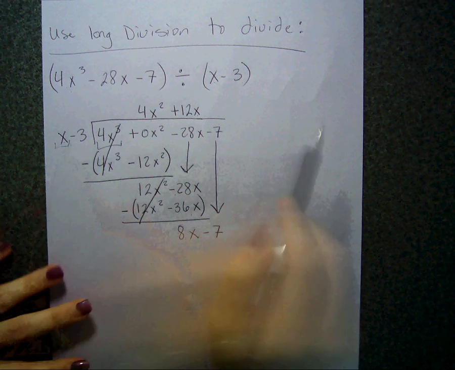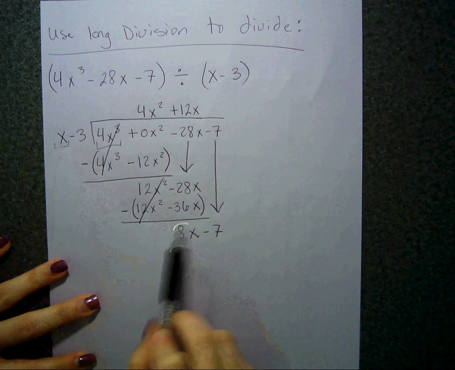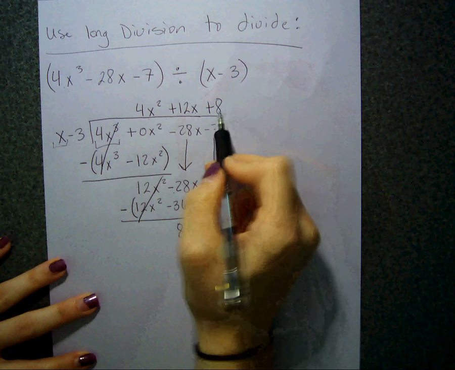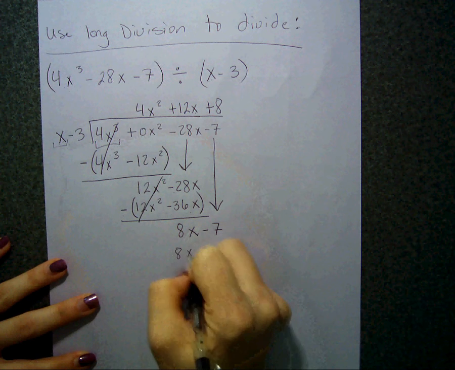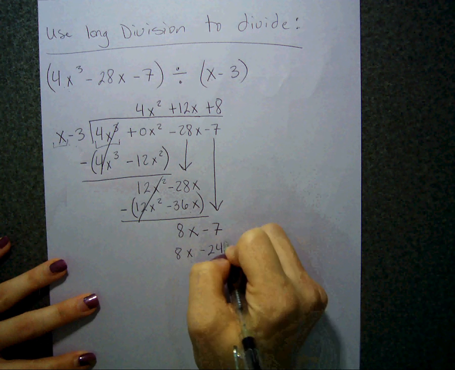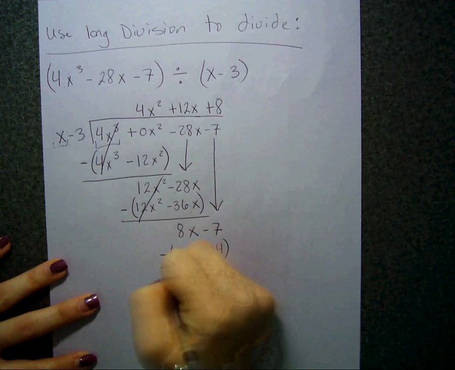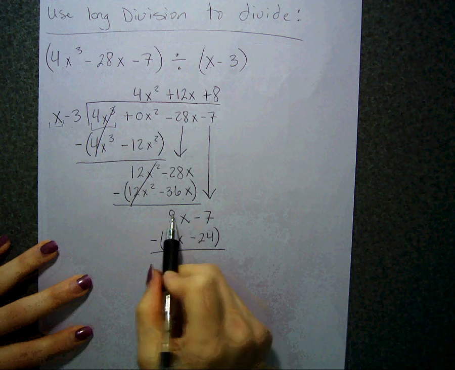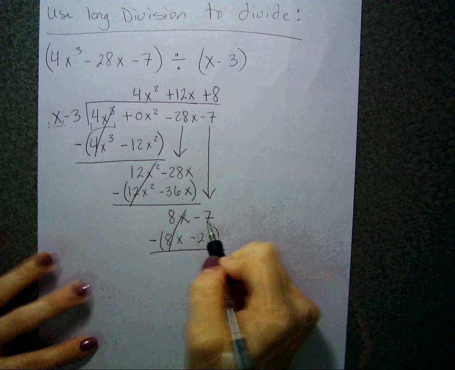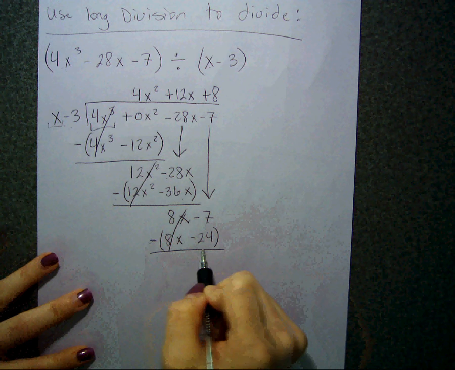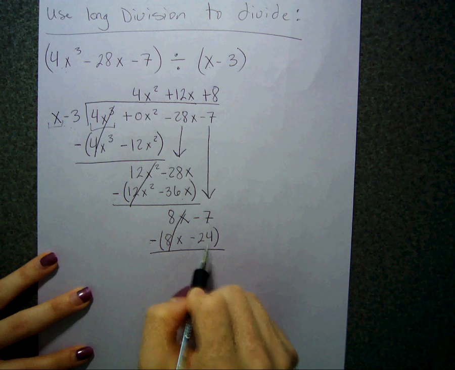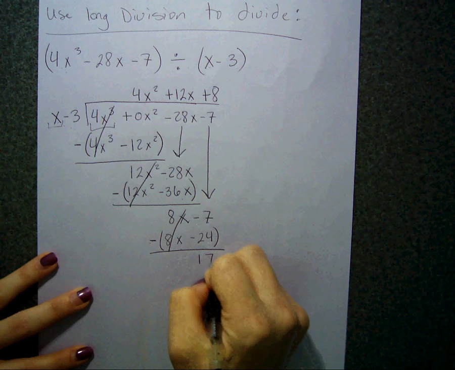So last thing, what do I multiply x by that gives me 8x? And it should be 8, so plus 8. So 8 times x gives me 8x. 8 times negative 3 gives me negative 24. Parentheses, subtract the whole thing off. 8x minus 8x is 0, as it should be. Negative 7 minus negative 24. Again, the minus and the negative become positive, so negative 7 plus 24 should be positive 17.